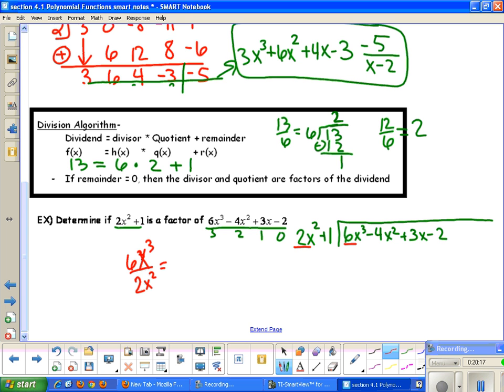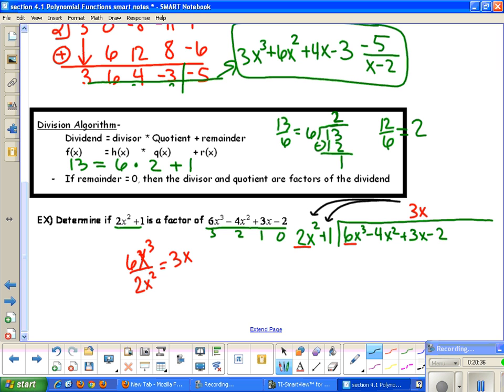6x cubed divided by 2x squared. 6 divided by 2 is 3, and x cubed over x squared gives me just x. So I have to line that up where it goes, and this goes over the linear terms. Now I take that number and multiply it by the 2 and by the 1.